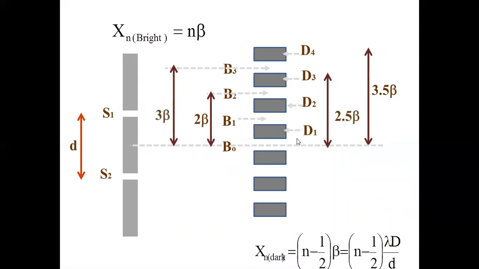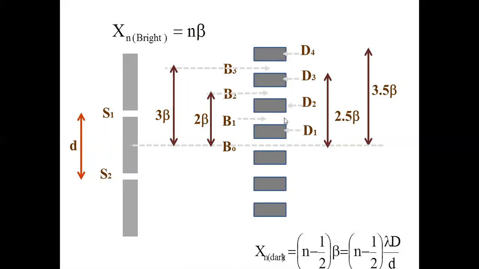What about the dark fringes? The first dark fringe is here, next dark, next dark. Distance from dark to dark is beta. What about bright to bright? Beta. Bright to bright is beta. What about bright to dark? It is beta by 2. Am I right? Distance from the bright fringe here to the dark fringe here is beta by 2.